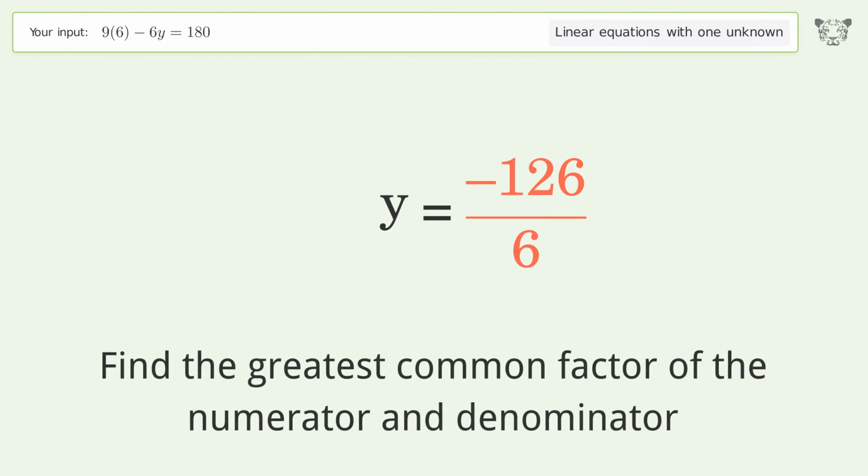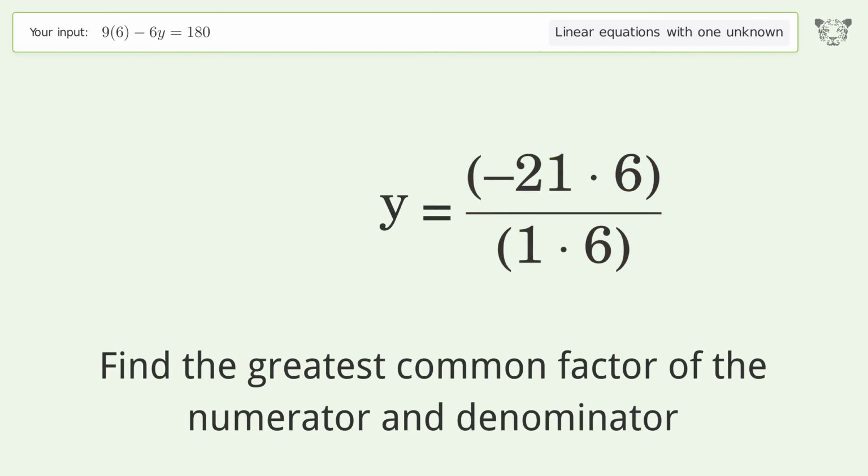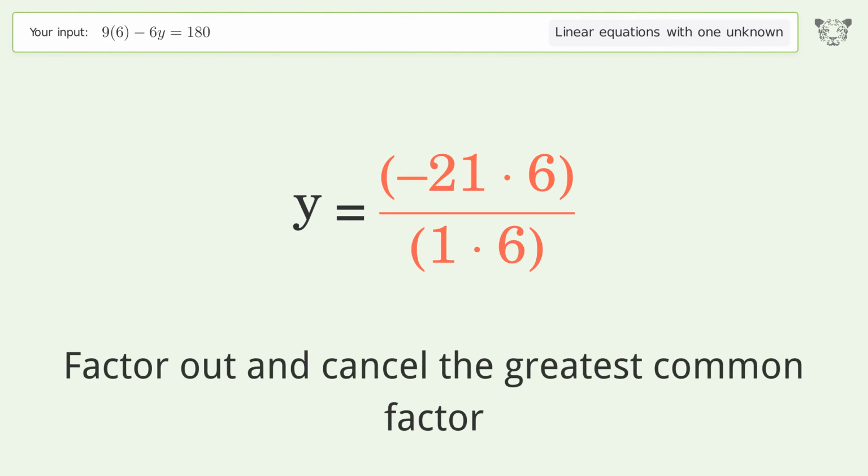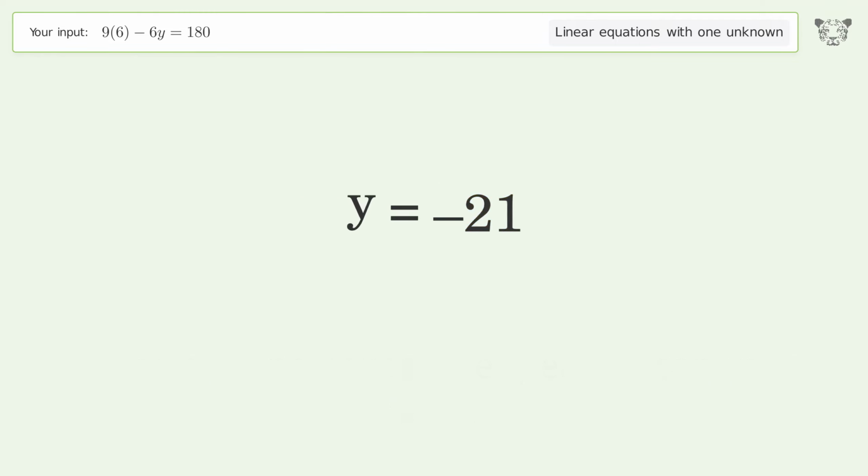Find the greatest common factor of the numerator and denominator. Factor out and cancel the greatest common factor. And so the final result is y equals -21.